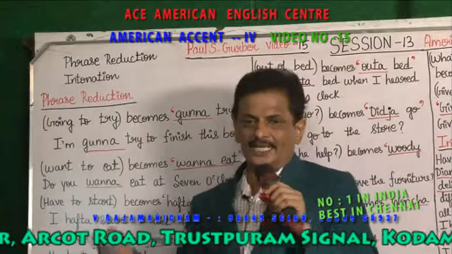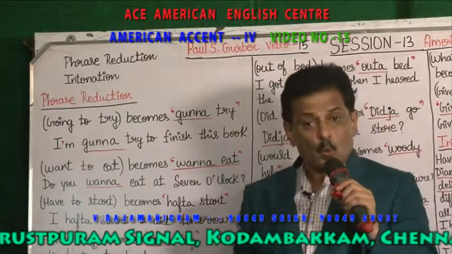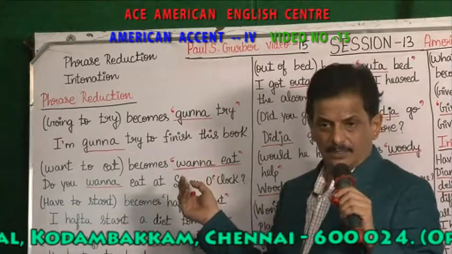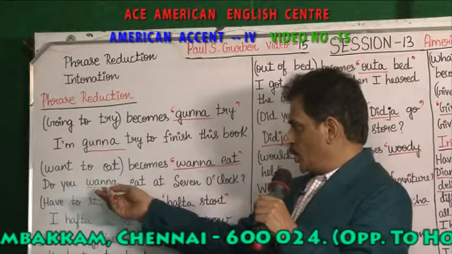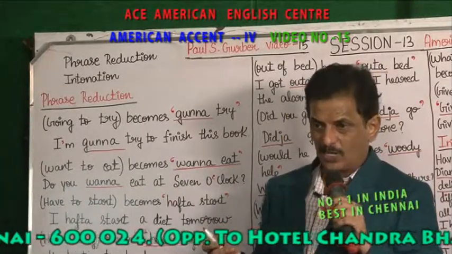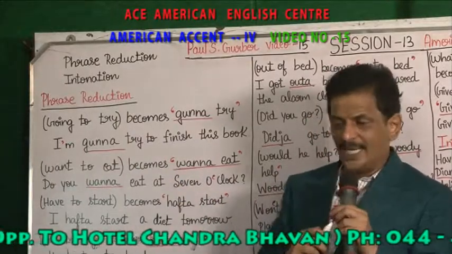Want to eat, 3 words joined together to give a meaning but not complete sense, becomes wanna eat. Do you wanna eat? Do you wanna eat at 7 o'clock? So want to eat changes into wanna eat.